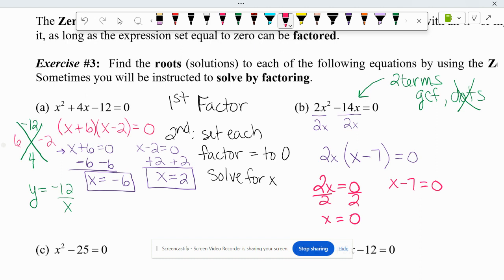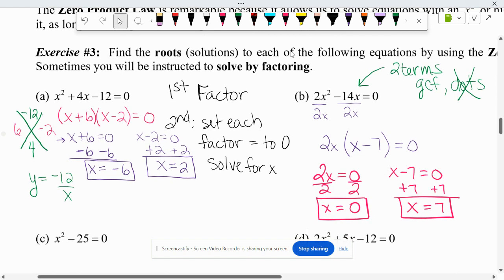Okay. What do I do on the second one, Jansen? How do I solve x minus 7 equals 0 for x? This says x minus 7. What's the undo of subtract? Add 7. Add 7. So x equals positive 7. These are the two places where my graph crosses the x-axis.